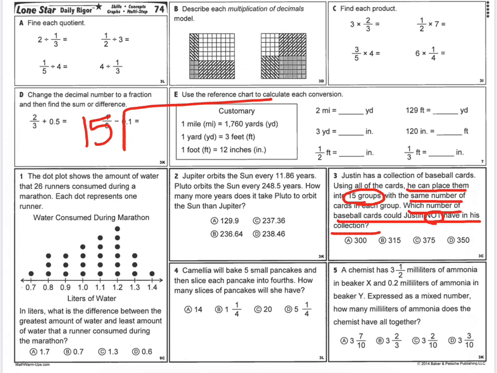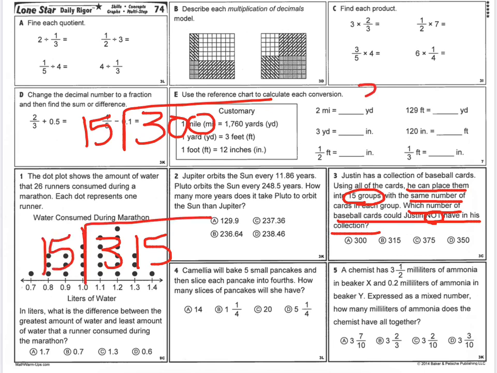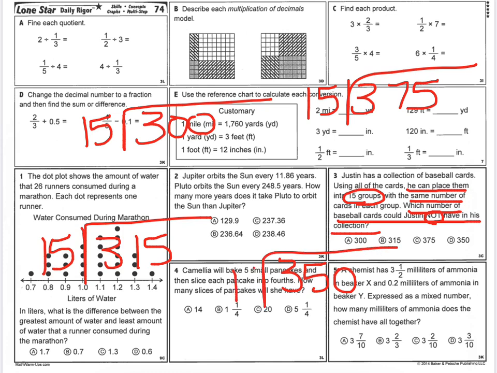That means we're looking for a number I can divide evenly by 15. Okay? So I'm going to leave this one for you to work out. So you're going to do 300 divided by 15. You're going to do 315 divided by 15. You're going to do 375 divided by 15. And then you're going to do 350 divided by 15.